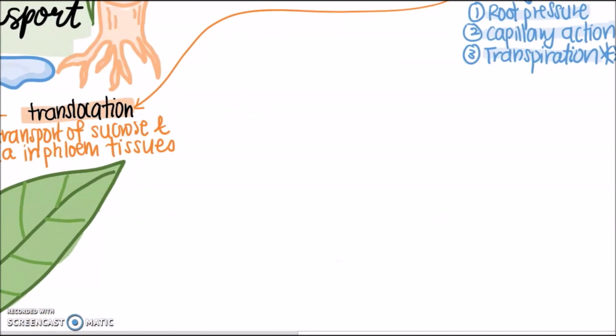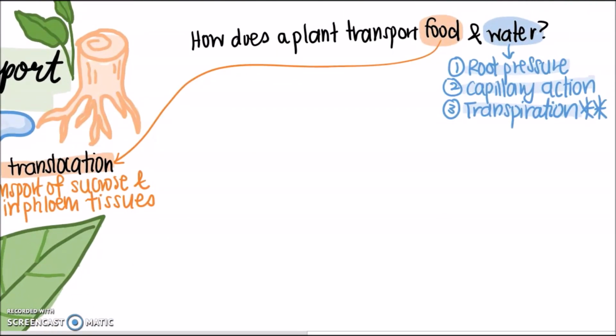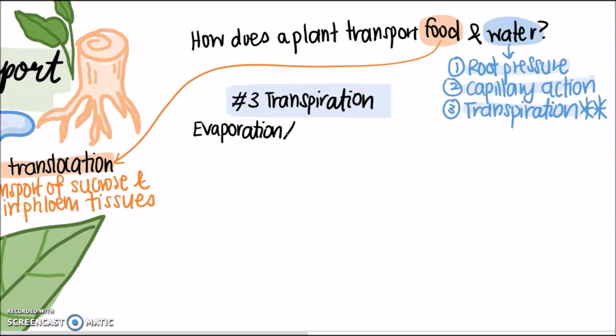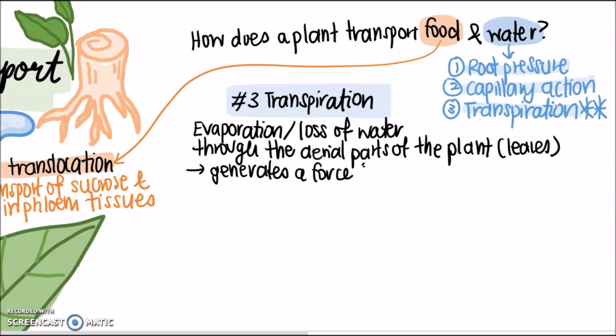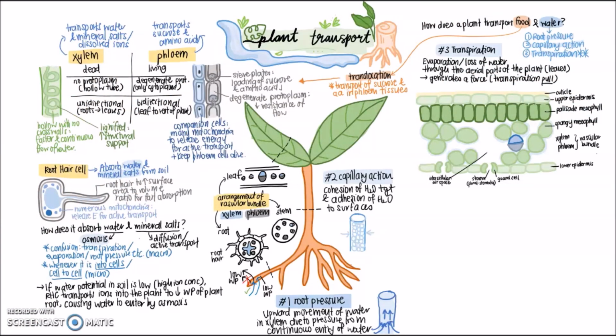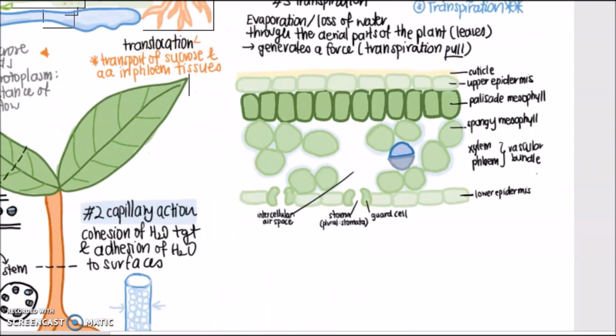Now, finally, and most importantly, we are going to talk about transpiration. The definition of transpiration is the evaporation or the loss of water through the aerial parts of the plant, which is the leaves. And this actually generates a force called the transpiration pull. So if we're talking about a force, it is transpiration pull. If you're talking about process, it is transpiration. So you might want to distinguish that in your answer.